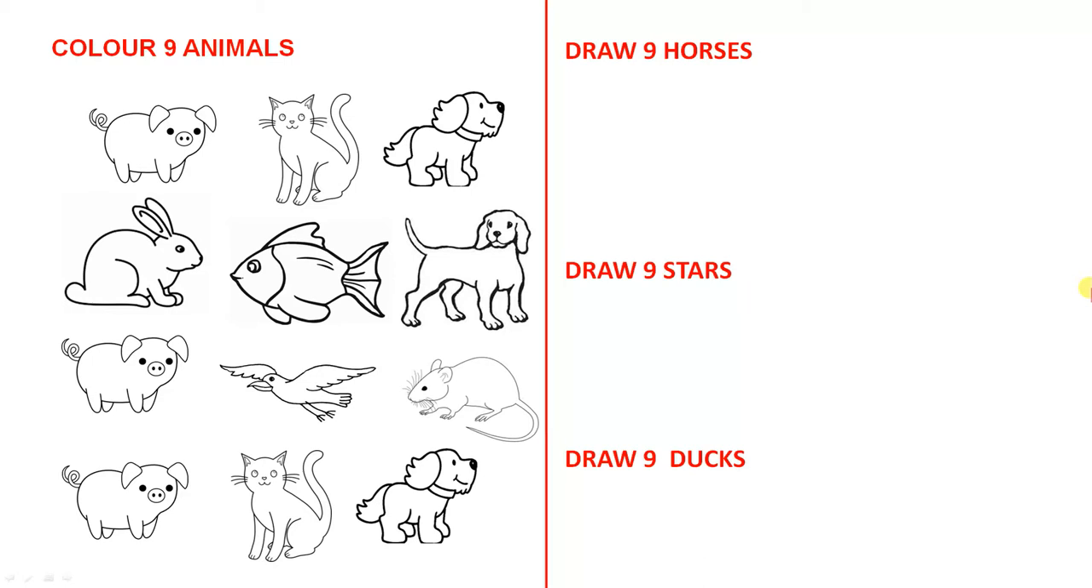We all know how students love to colour in, so they'd be given opportunities to colour 9 animals. You can have any objects here that you like. And students definitely love drawing, and here are just 3 examples where they can draw 9 horses, 9 stars and 9 ducks. You can pick any objects you want, as long as students have many opportunities to do some drawing.